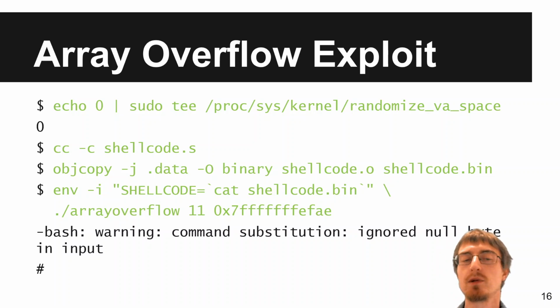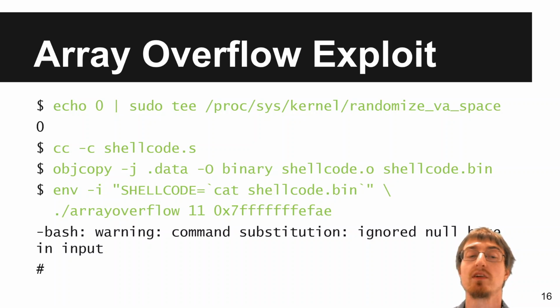Now, let's put that together and make it into an exploit. First, we disable ASLR, which is address space layout randomization. We'll discuss this in more detail later, but it ensures that you cannot just use pointers, because the pointers will be randomized. You need to figure out which pointer belongs where.